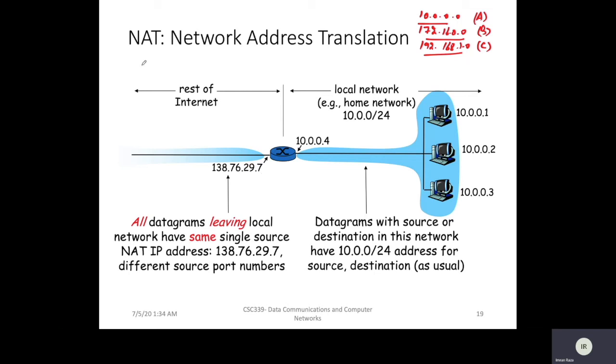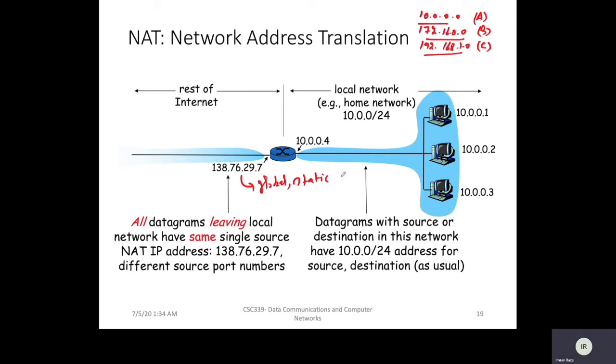So what NAT does is that it shares a limited number, which is greater than 1, of global static addresses among a number of local hosts. So for example, this number here is global, and it's static.